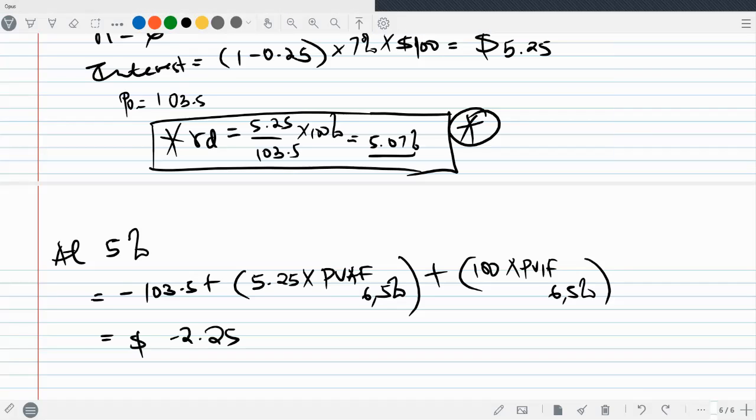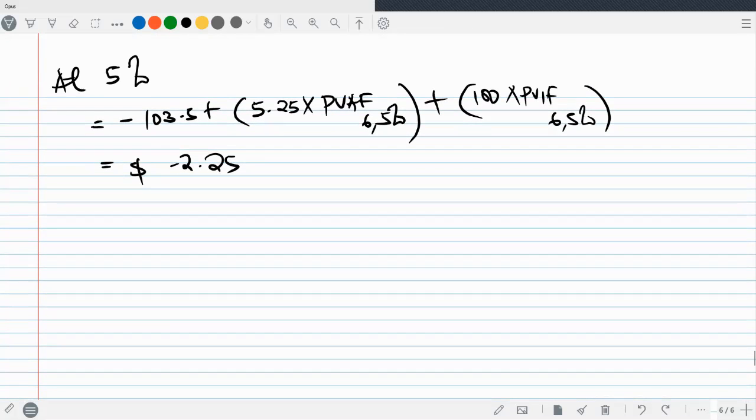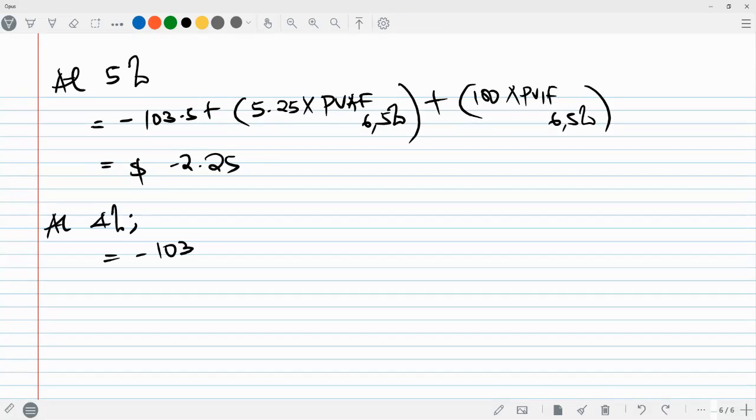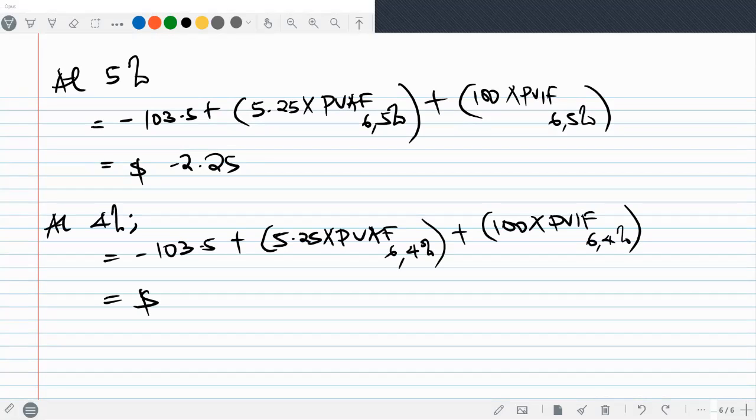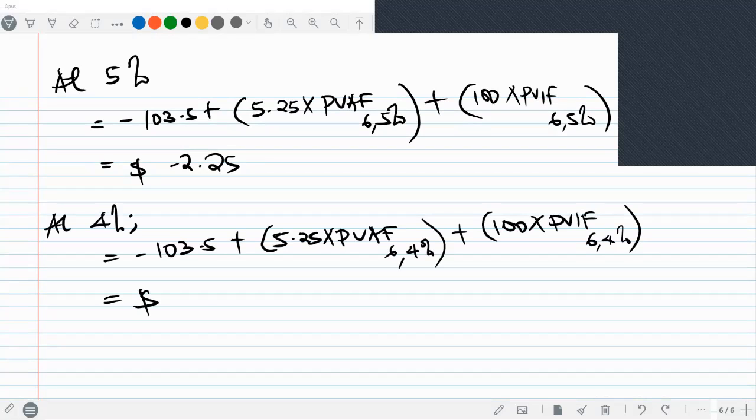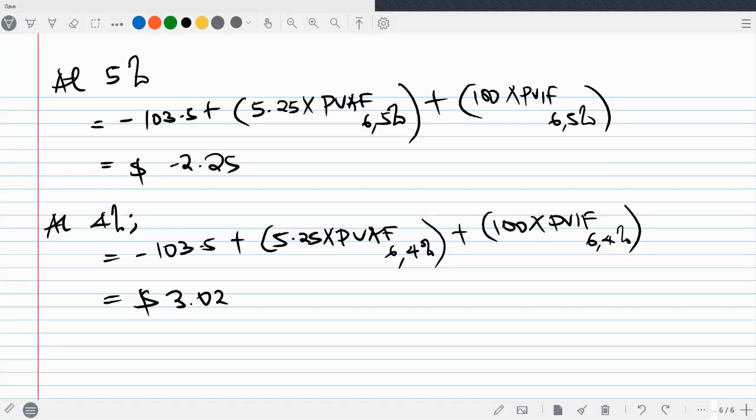Negative 2.25. Okay, but therefore we can reduce our discount rate to, let's say, 4%. The same process, but now let's reduce our discount rate to 4%. So at 4%, it will be equal to negative 103.5 plus 5.25, and we discount now at 4% for 6 years. The 100 is discounted back to year 0 from 6 years at 4%. You get how much? 3.02.